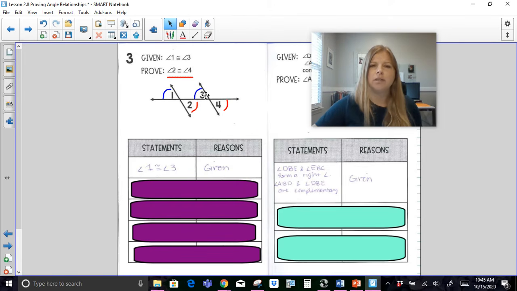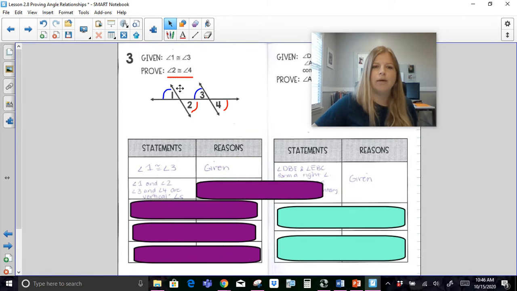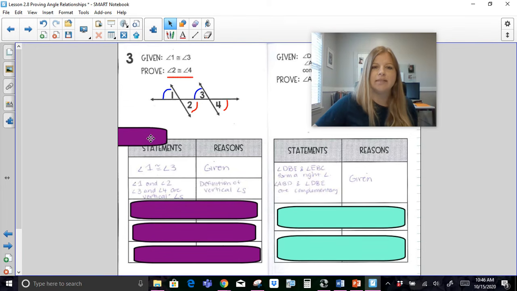If I know angle 1 is congruent to angle 3, that's great. But what else do I know about angle 1? I know that angle 1 is congruent to angle 2, right? Because those are vertical angles. I also know that angle 3 is congruent to angle 4 because those are vertical angles. So I can say angle 1 and angle 2, angle 3 and angle 4 are vertical angles. And that is the definition of what vertical angles are.